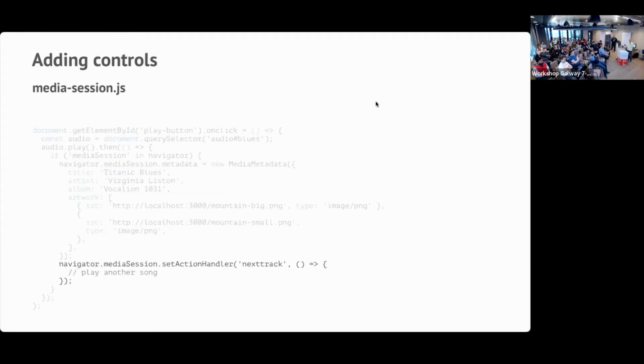So we can take this further by adding controls. And this is another part of this API that I think is super exciting. We can tell the Media Session API that our application is able to handle certain actions that the underlying platforms could pass up to us. So in order to do that, we're going to use the setActionHandler method of navigator.mediaSession. And the first argument here is the type of action that we're going to tell the browser that we're able to handle in our application.